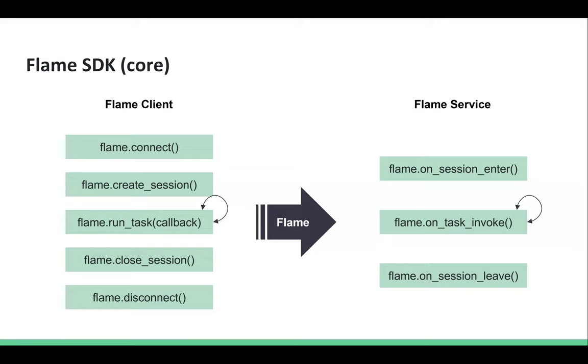The second one is on task invoke. In task invoke, it will send the task input. In this callback, it will get, for example, the task number and task input, and then do the real job of this session, and return the output to Flame. So Flame will transfer the data back to the client.